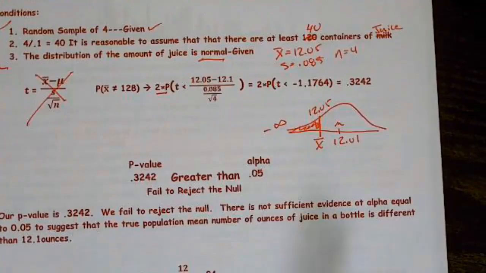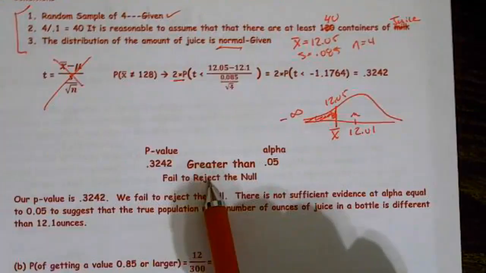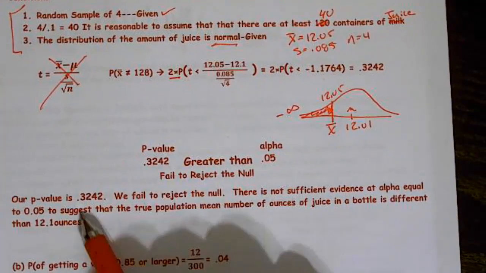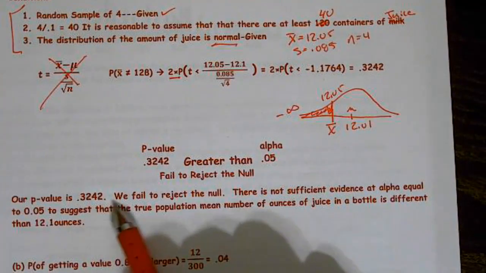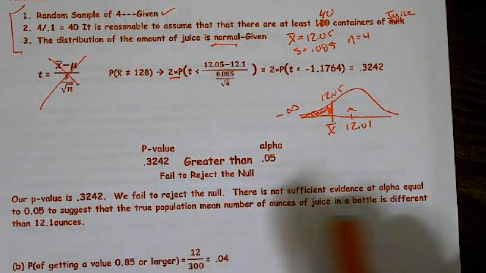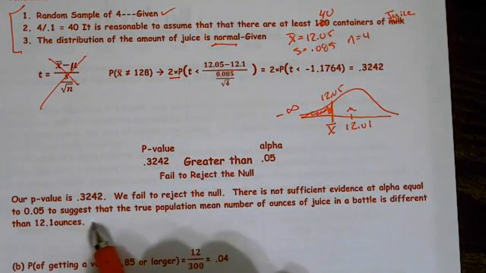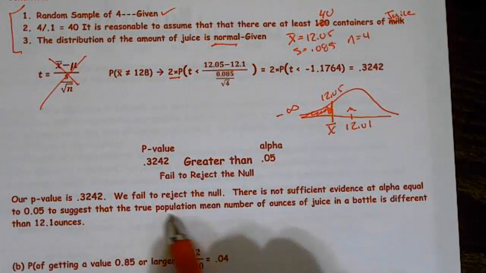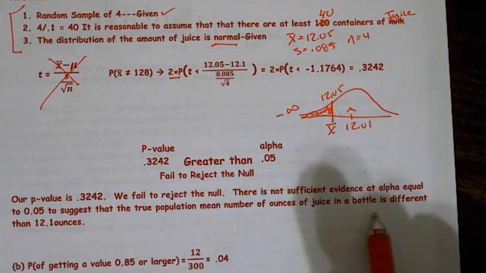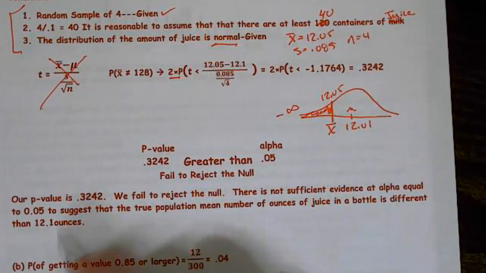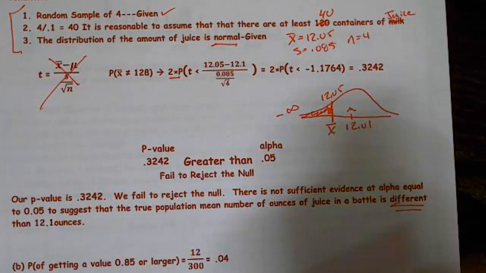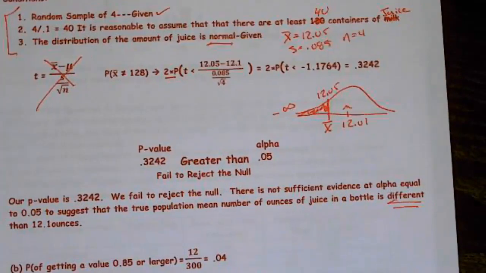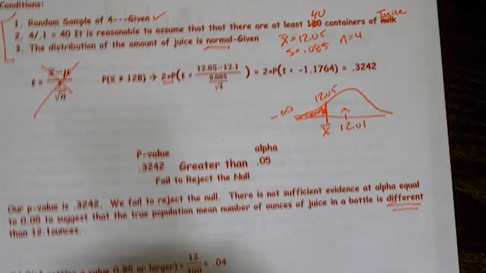Well, 0.3242 is greater than alpha. We're going to fail to reject. Our p-value is 0.3242. We fail to reject the null. There is not sufficient evidence at alpha equal 0.05 to suggest the true population mean number of ounces of juice is different than 12.1. Great. All right.